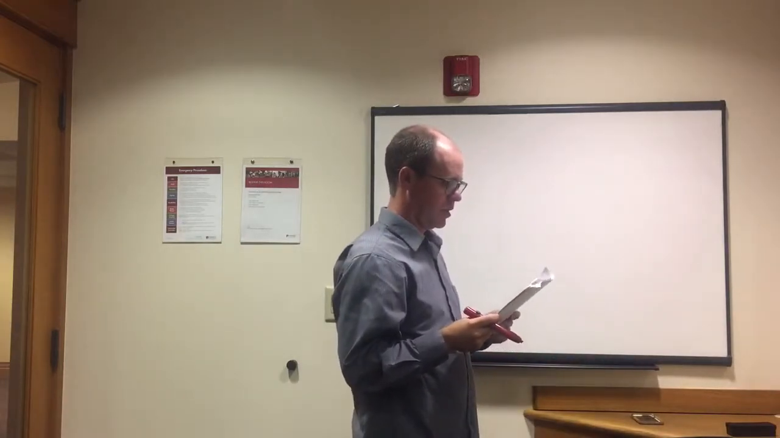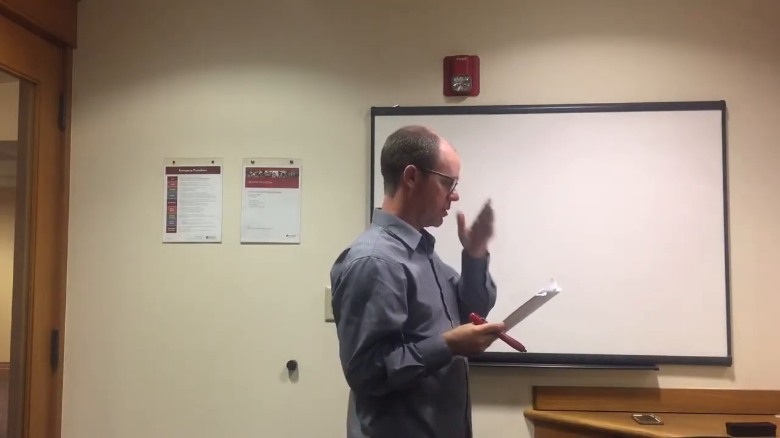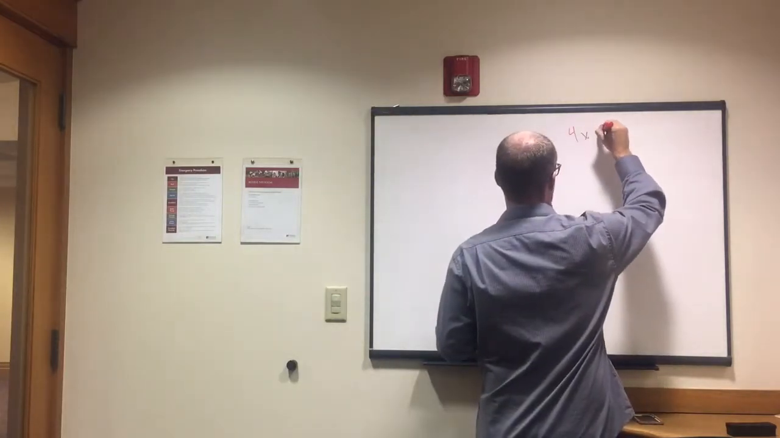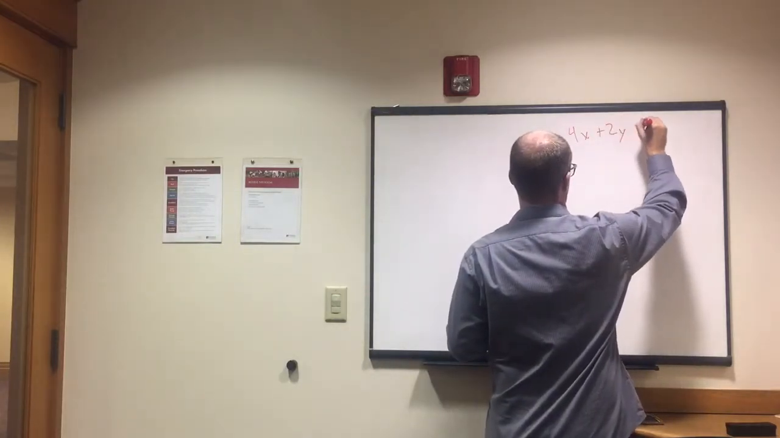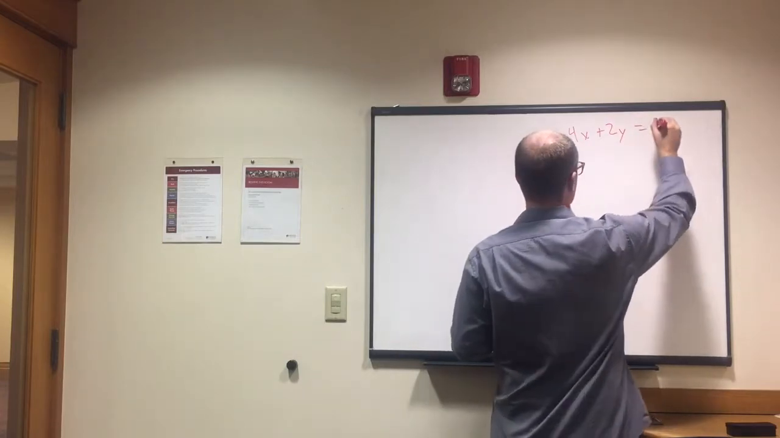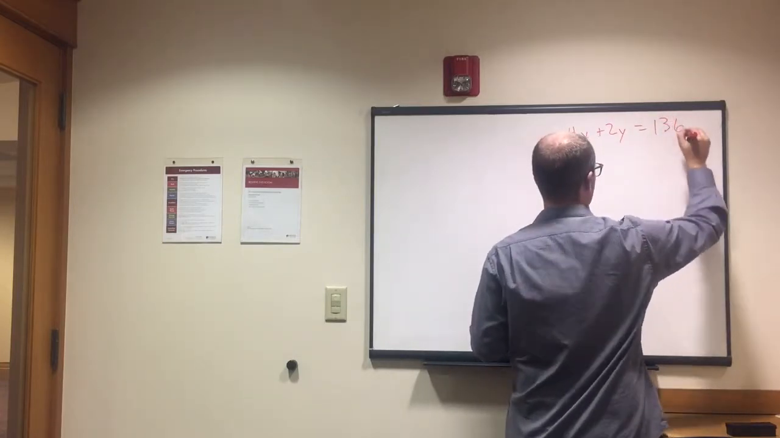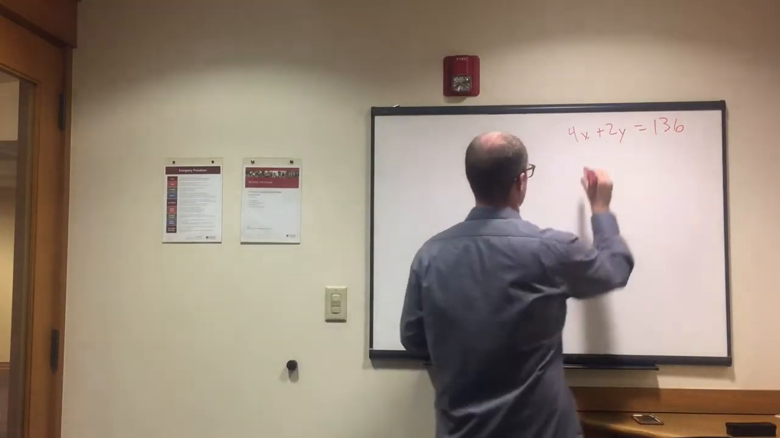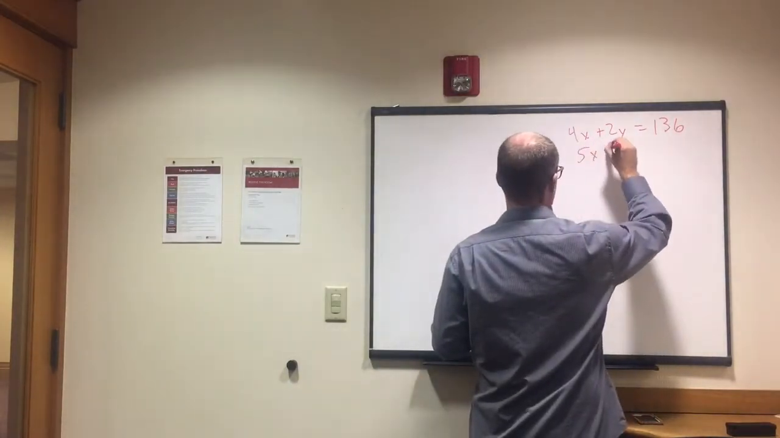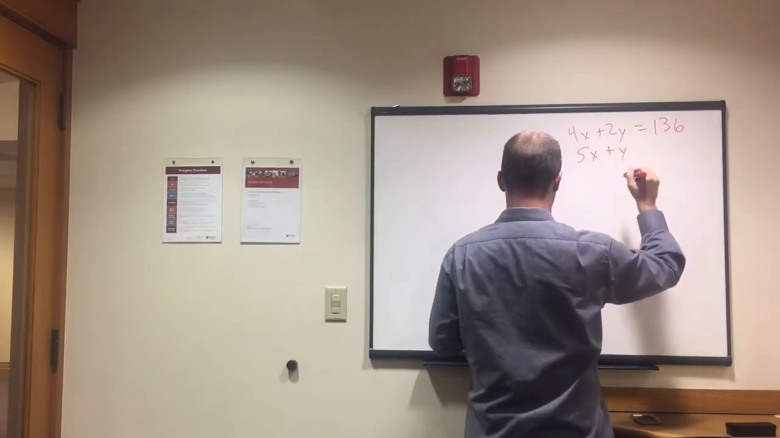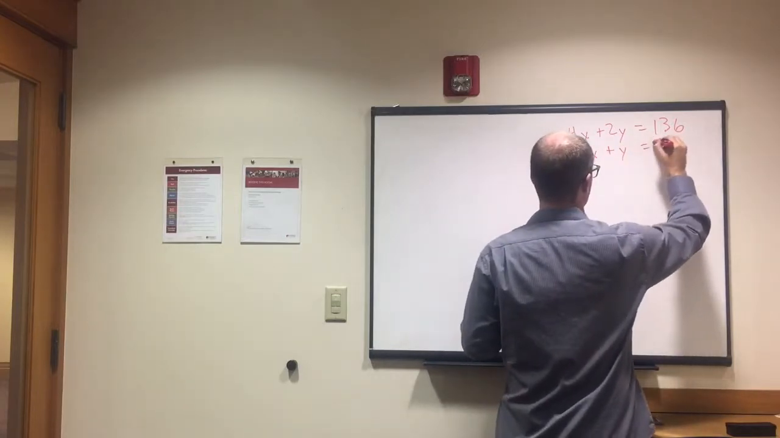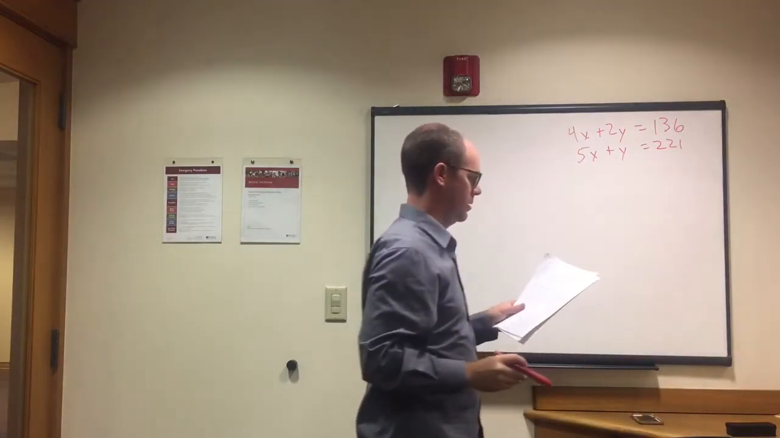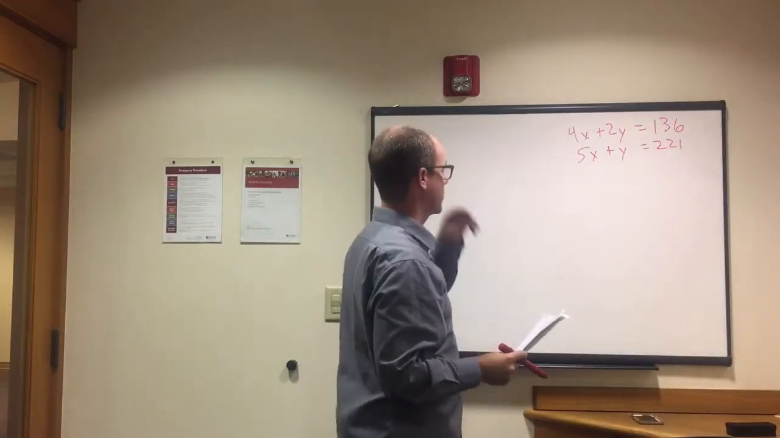And then we also have a harder one. So here we go. 4x plus 2y equals 136. And then we have 5x plus y is 221. What in the world are we supposed to do here?